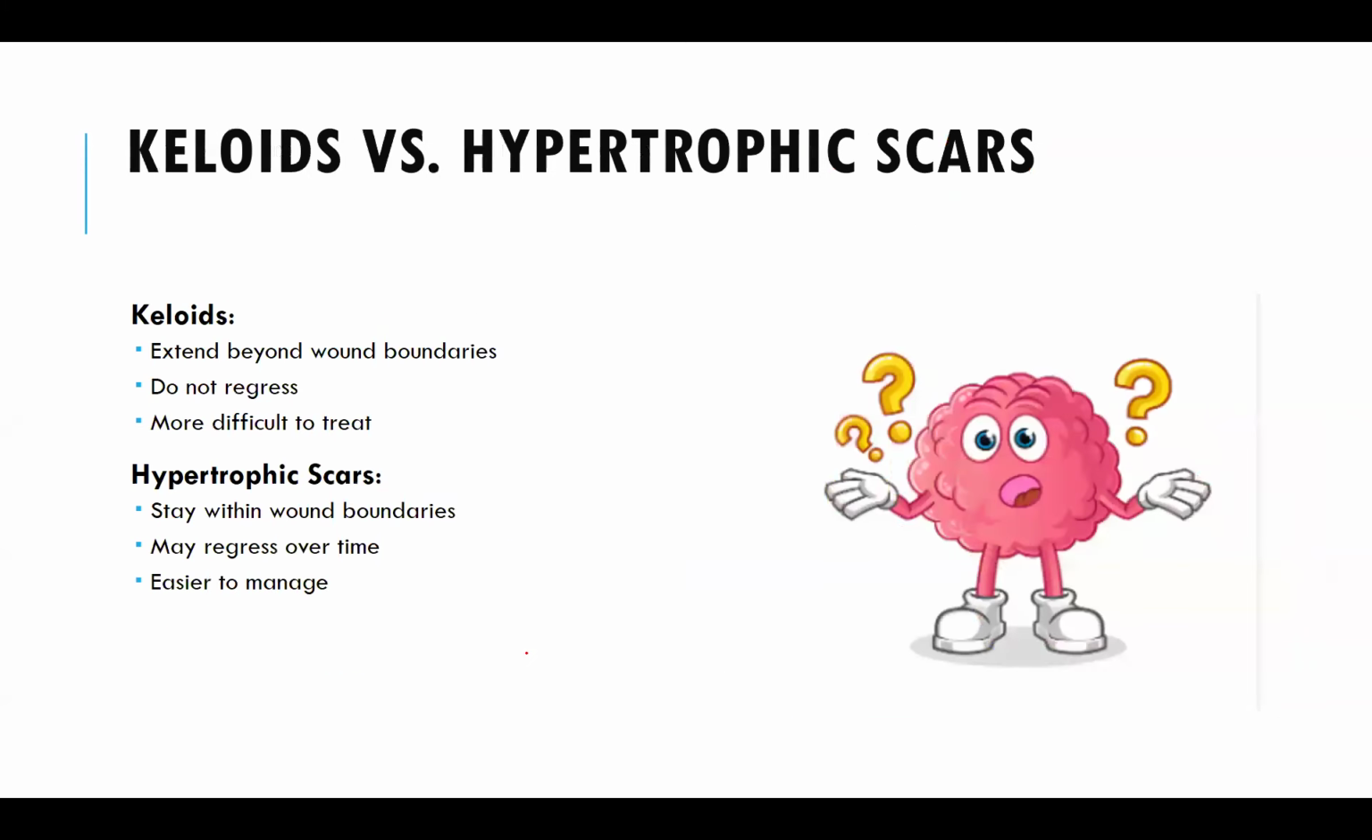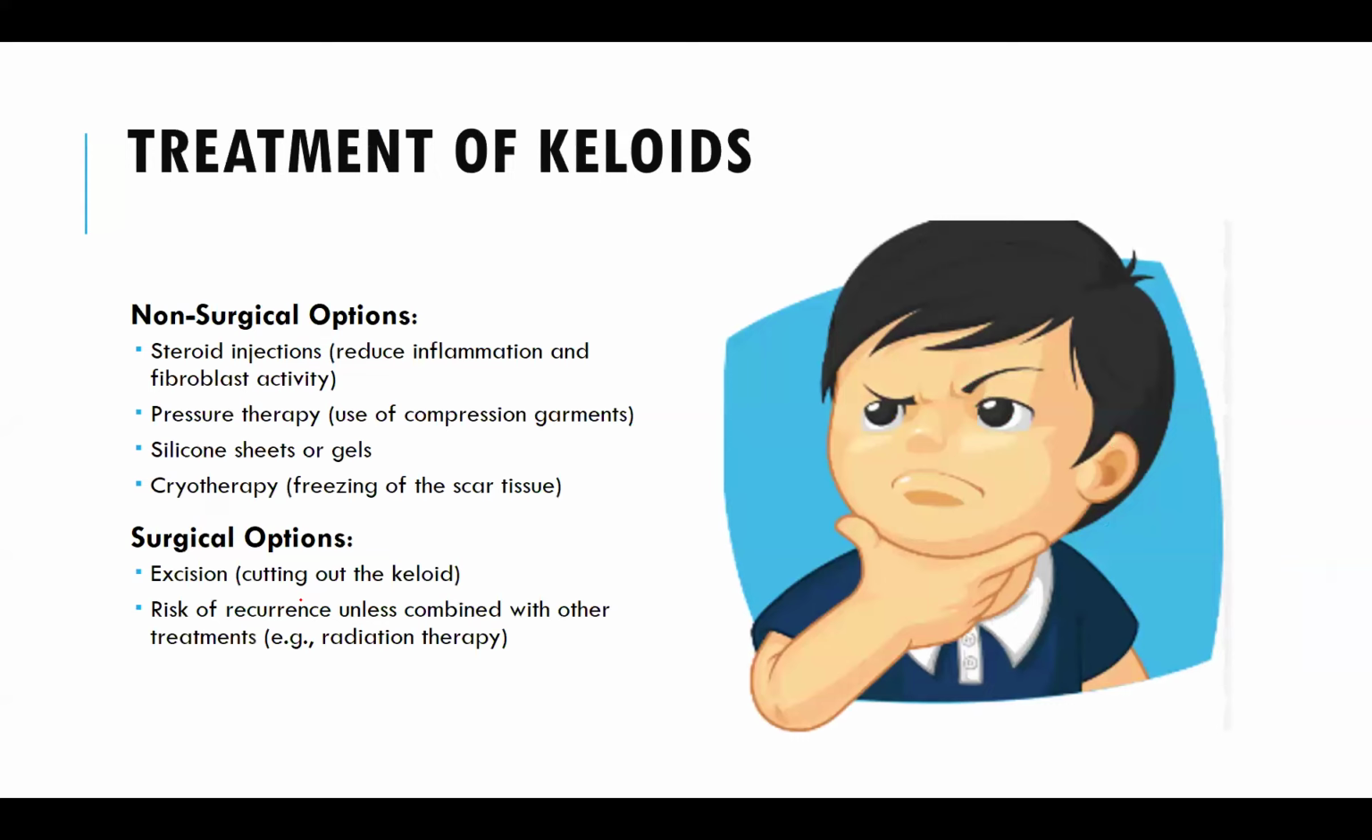wound over the knee joints, so you can end up with a hypertrophic scar. So if you are to compare the two, keloid and hypertrophic scar, keloid goes beyond the borders with those finger-like projections, or what we call claw-like projections, and it never regresses, and it is more difficult to treat. But hypertrophic scars, they stay within the boundary of the wound and can regress over time and are very easy to manage.